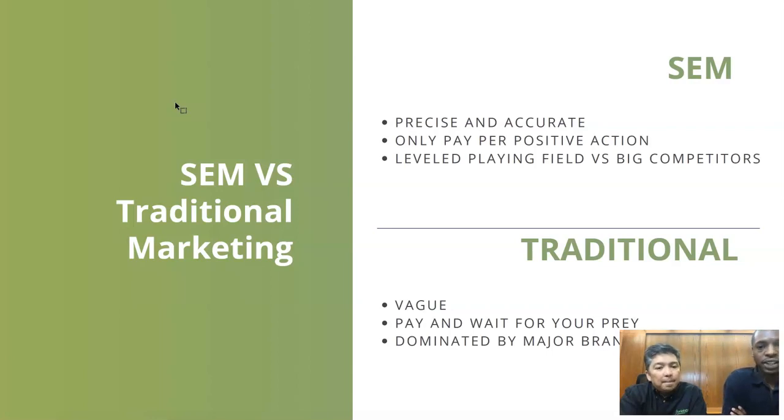So with SEM versus traditional marketing, you have more control. With SEM, you can be more precise and more accurate with your ads and your targeting versus traditional marketing, which is more vague. With traditional marketing, you're putting your message out there, but you're not really putting it in front of people that are going to react to it. People may not be looking for that product, but they're going to hear about it anyway. So that's a waste of ad spend. With SEM, you're only paying per positive action. Which is what? Well, what's a positive action? Pay per click. Click, right?